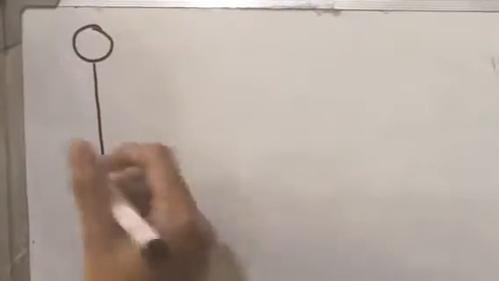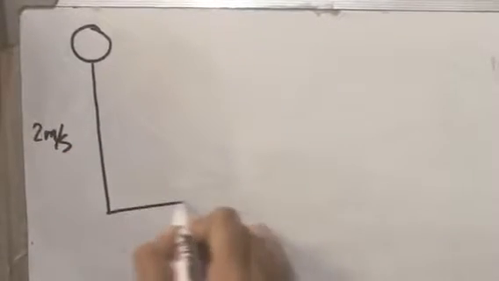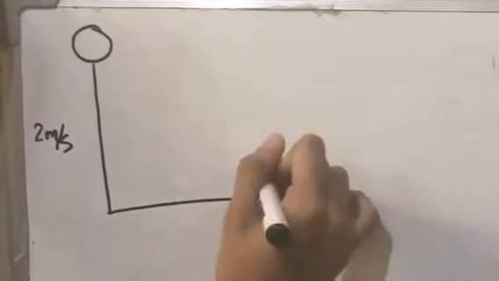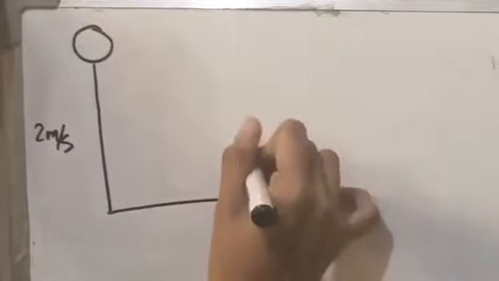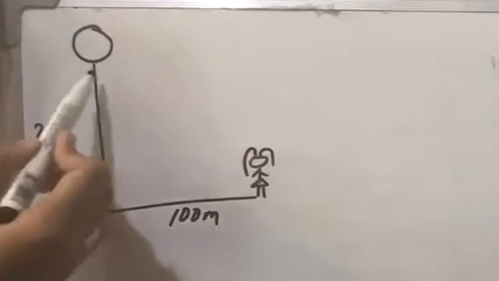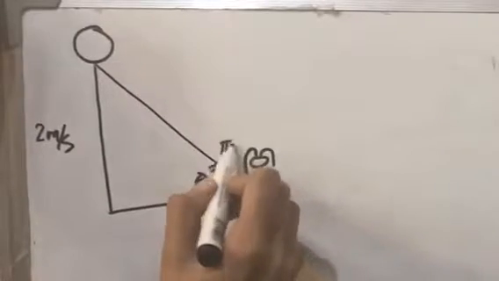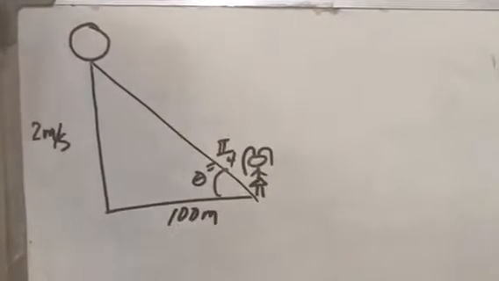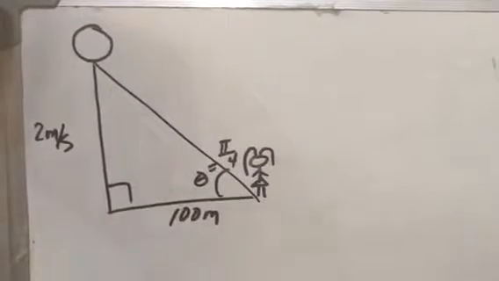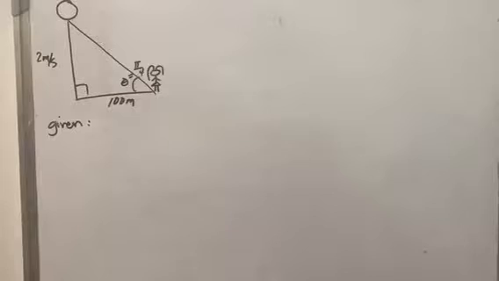As the problem says, a ball is dropping at a constant rate of 2 meters per second from a building. Now, 100 meters away from the base of the building is Maya standing. So that would be 100 meters. And the angle of elevation between the ball and Maya, angle theta, is equal to pi over 4. Notice that this shape is considered to be a right triangle. So now, let's list down the given to know what we already have and what we need to find.